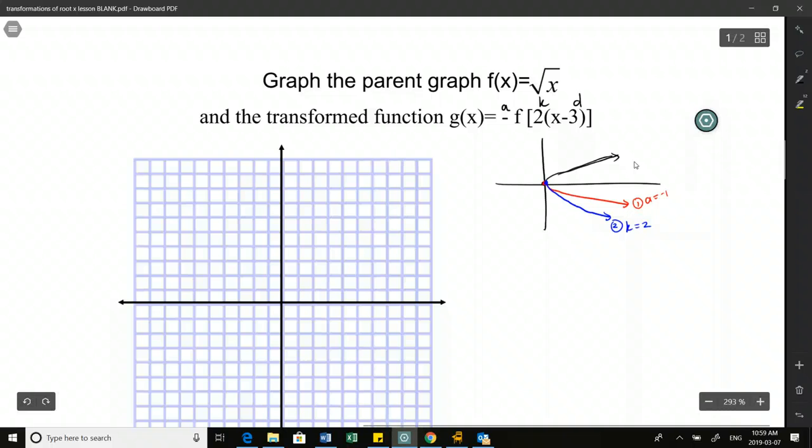Right 3. So I take this blue one and I shift right 3. So it's here. And now I have a final graph, something like this. So that one will be my final with the d value of 3. Okay, so that's what we're expecting our final graph to look like, in that general position, and it should look like it's horizontally compressed, okay?